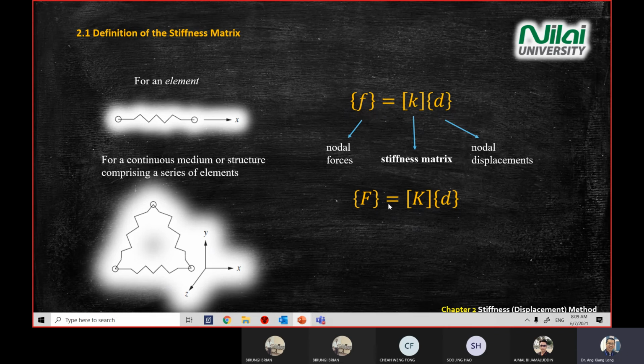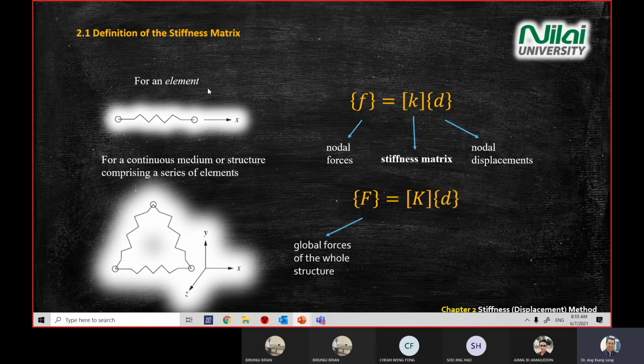So don't lose all these easy marks. Okay. So how do we differentiate the name for capital K and the capital F? The word called global. If the question asks you to solve global something, global force, global displacement, then you use a capital letter in your formula.